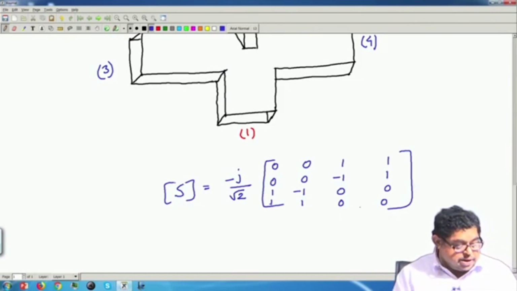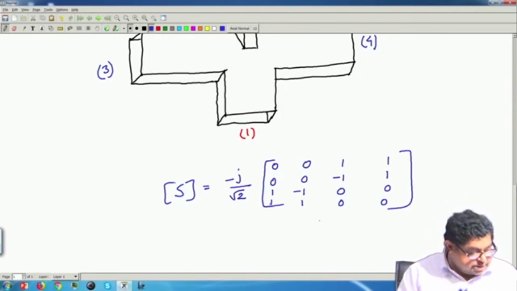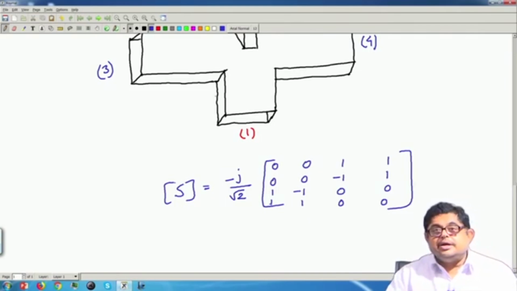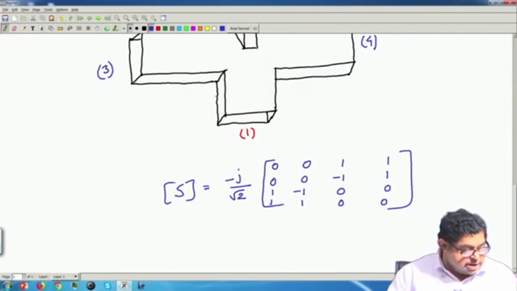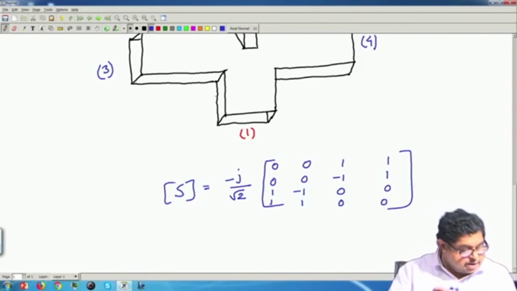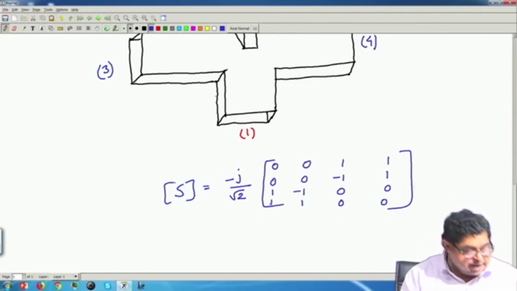So, theoretically this is the behavior, but actually it is a frequency sensitive behavior because of the length of these T's. They are designed for a particular frequency, so they are not broadband. If your signal has a somewhat larger bandwidth, then there will be problems, but let us first discuss the ideal things.